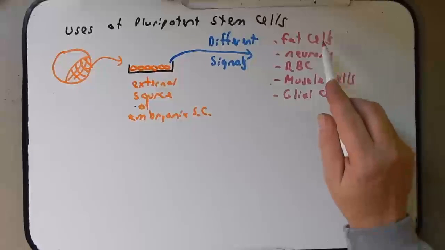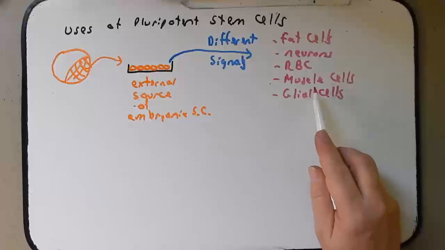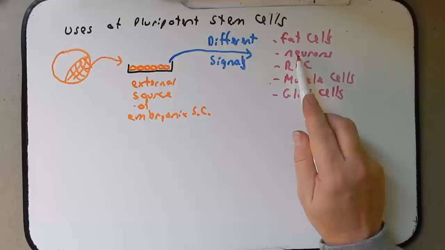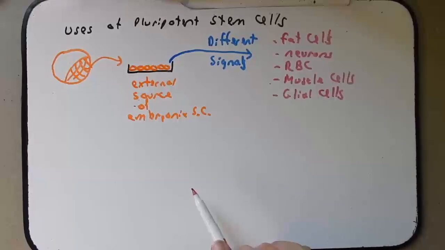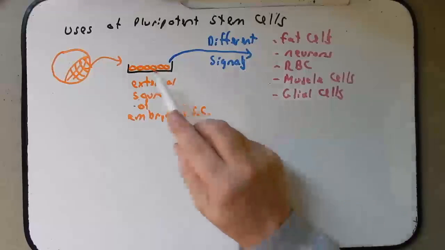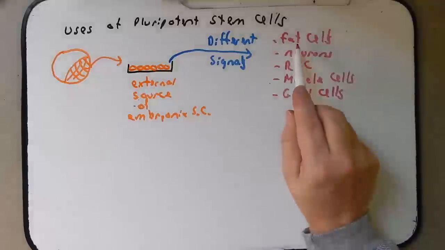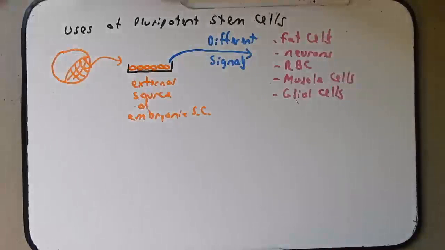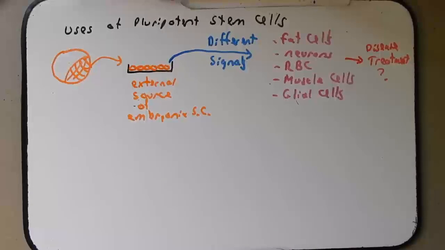Now the goal someday might be to use these embryonic stem cells to treat disorders where nerve cells have been damaged, like in Parkinson's disease, or muscle cells have been damaged, like in muscular dystrophy. One of the problems, of course, is rejection. This source of embryonic stem cells didn't originally come from the person being treated here, so there is a possibility of the body rejecting those stem cells. So let's write here, disease treatment with a question mark. That's where we're headed towards.